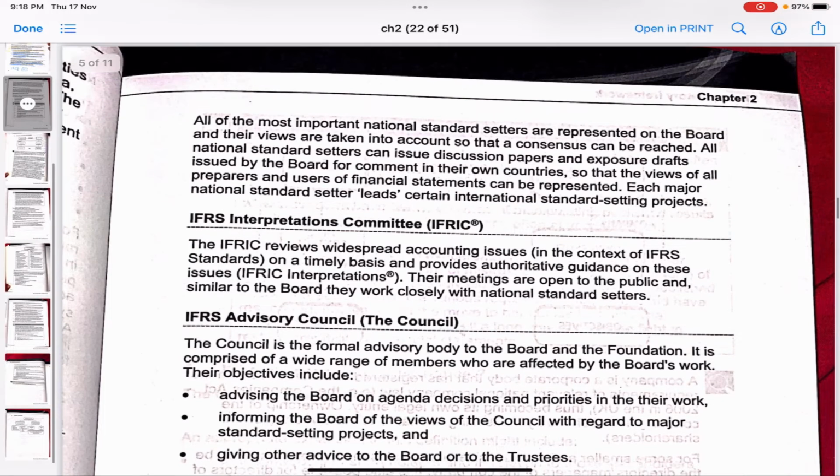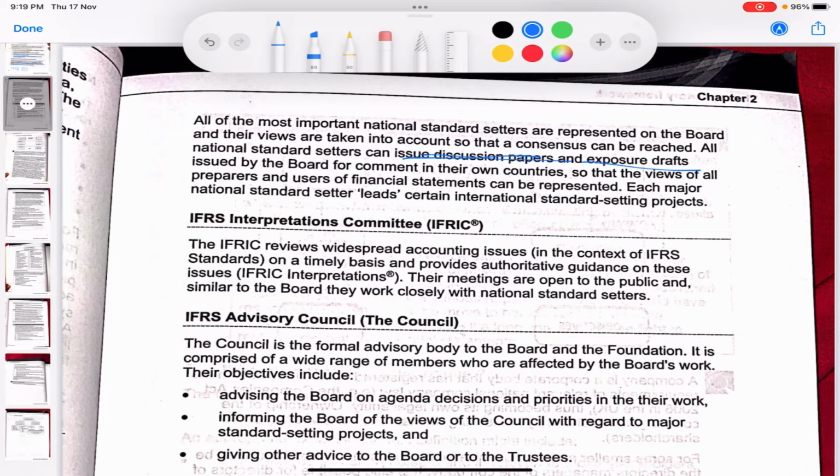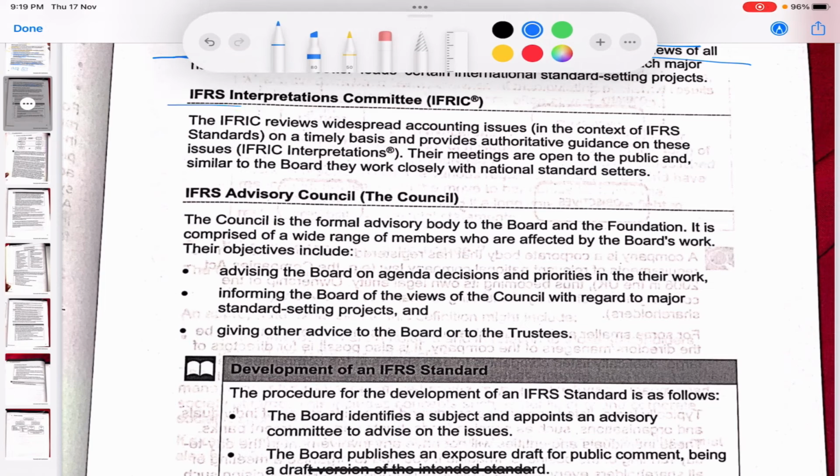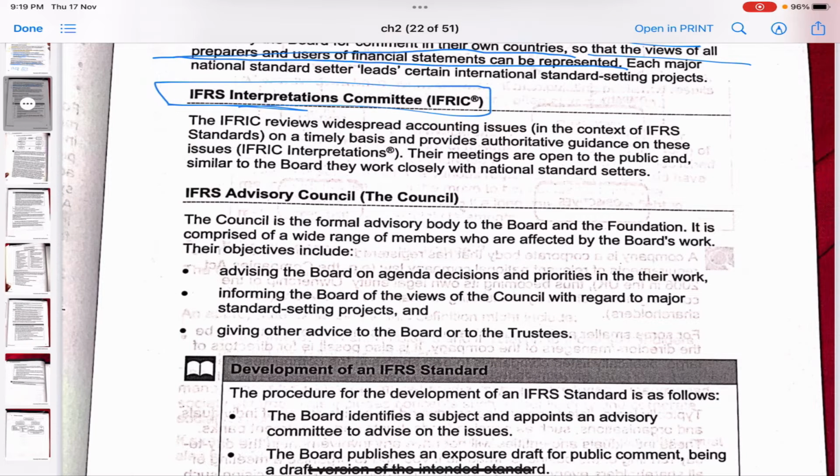All of the most important national standard setters are represented on the board and the views are taken into account so that a consensus can be reached. So you need to have discussions before we pass a law, before we pass a regulation. All national standard setters can issue discussion papers and exposure drafts. So we know what discussion papers are and we know what exposure drafts are. Issued by the board for comment in their own country so that the views of all preparers can be represented.